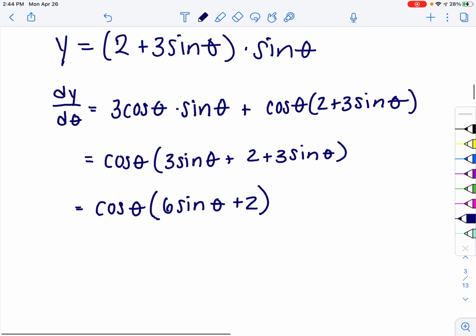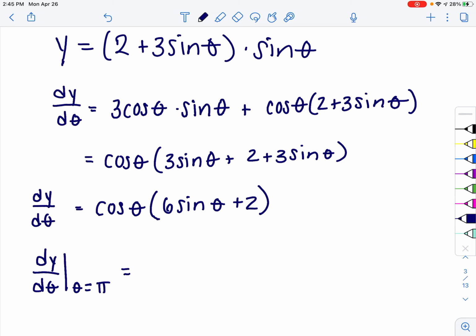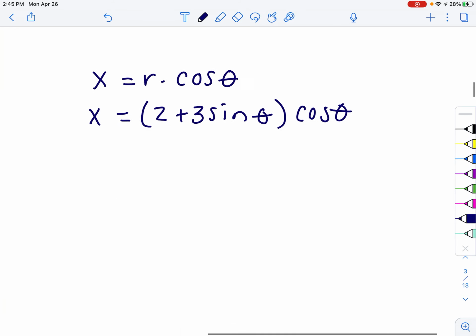Now you don't have to do this, especially because you're told the theta value. So we know that this is dy d theta, and I want to evaluate it at theta equals pi. Cosine of pi is -1, 6 times sine of pi is 0, so plus 2, we're going to get -2 here. So there's the first part of the derivative, totally done.